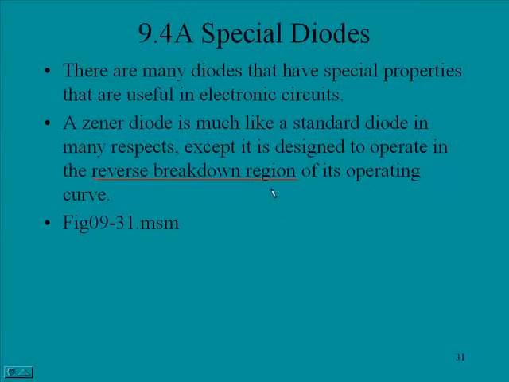Now, all the diodes we have been looking at up to this point, if we operate them in reverse voltage, they either look like an open circuit, or if you put too much voltage across them, you destroy the diode. But the Zener is designed to be operated in the reverse breakdown region. And you have a simulation. In fact, we'll be going to this simulation shortly, figure 09-31.MSM.